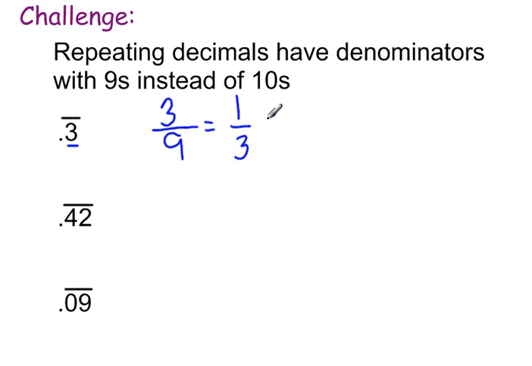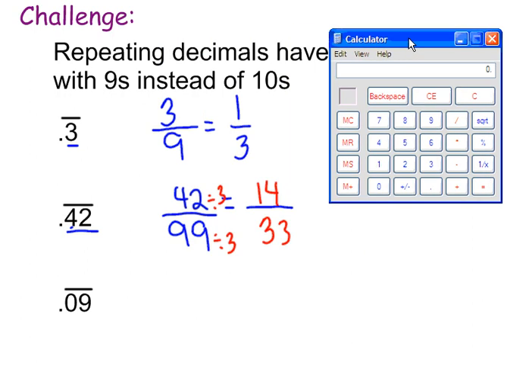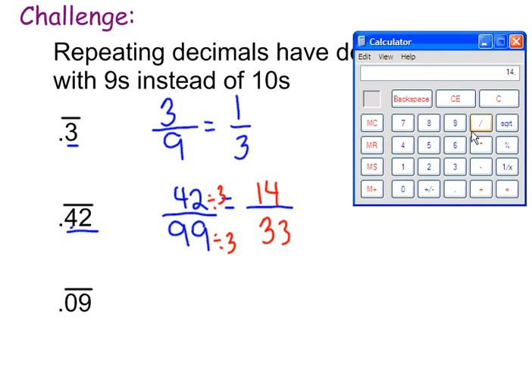Let's check this next one. I'm going to count how many digits there are, 2. So that means on the bottom, I'm going to have 2 nines. I'll put that 42 on the top. And then I'm going to reduce. I can actually reduce both the top and bottom by 3. 99 divided by 3 will be 33. 3 goes into 4 once, 1 left over. 3 goes into 12 4 times. Let's check on a calculator. Prove to you that this works, that this is correct. 14 divided by 33. There it is, 0.42 repeating.